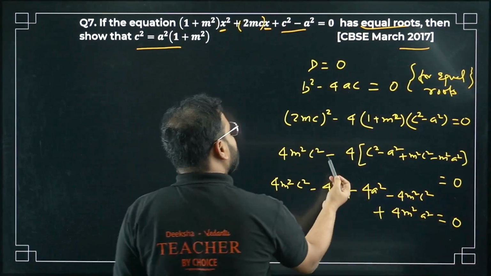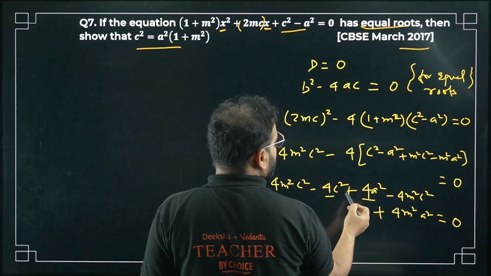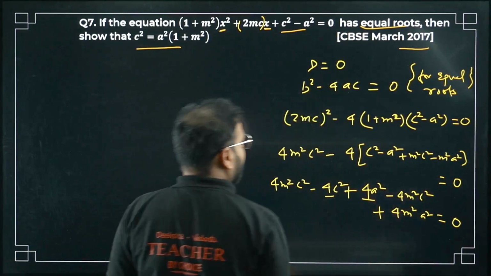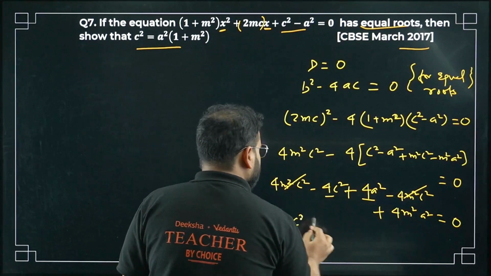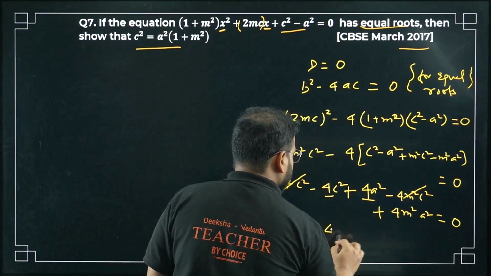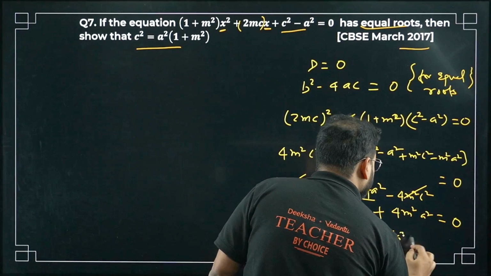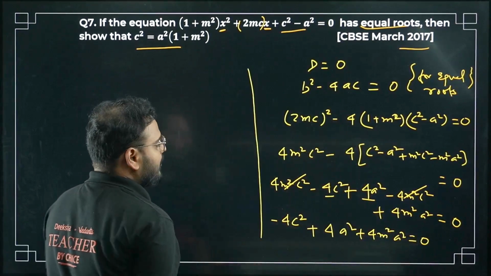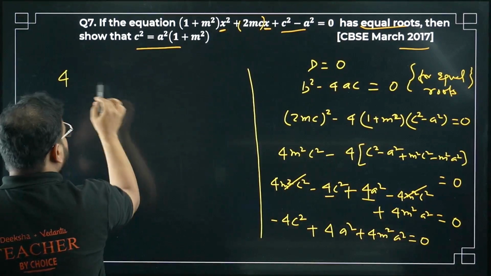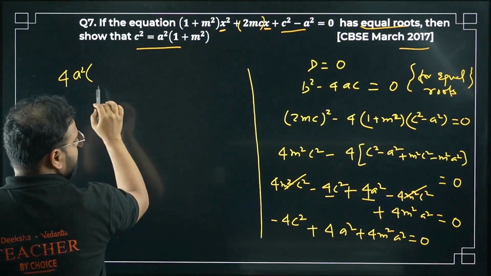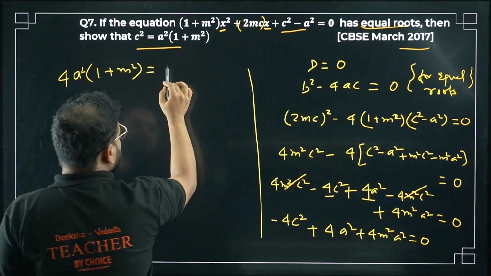Check this out, this minus with this: minus 4m square c square here and minus 4a square here will become plus, right? This becomes a minus and this becomes plus again. This is cancelled. What I have now is minus 4c square, and the last two terms plus 4a square plus 4m square a square equals 0. Do one thing, bring this term on the other side. I can take a square common: 1 plus m square equals 4c square.